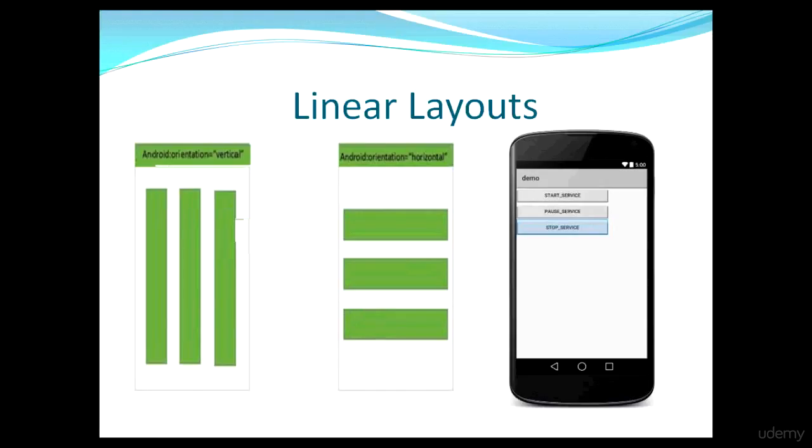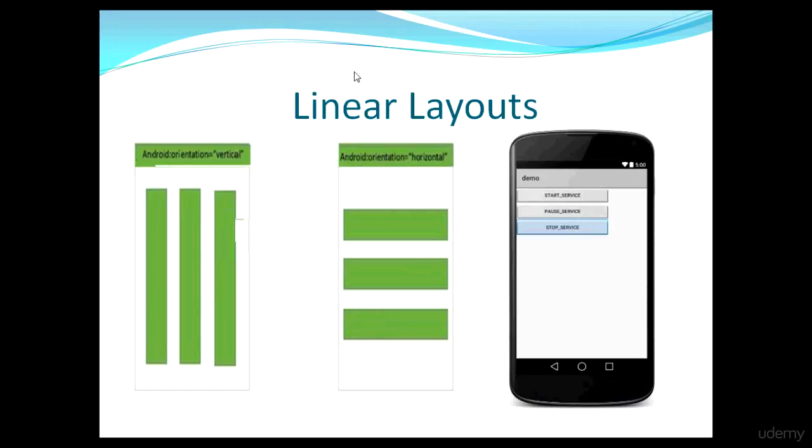So in this section we will be discussing linear layouts: where we use a linear layout, in which conditions, and what features are there in a linear layout. So Android linear layout is basically a view group that aligns all the children either vertically or horizontally.